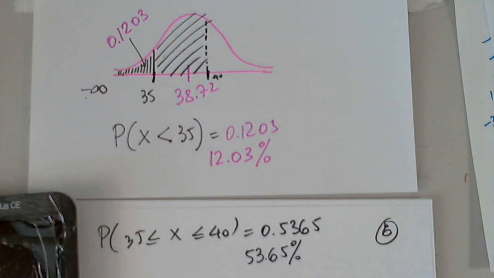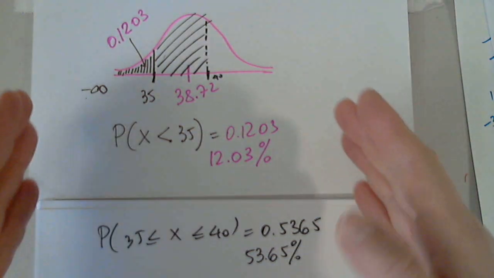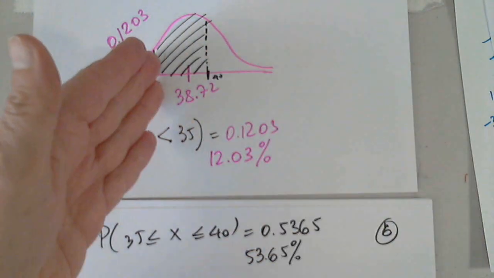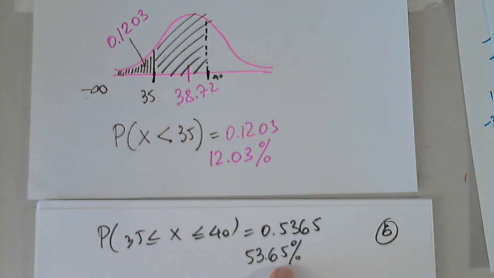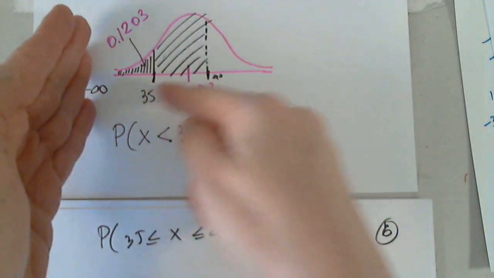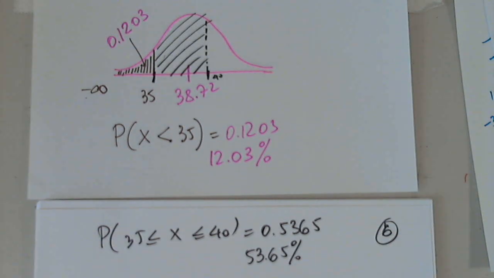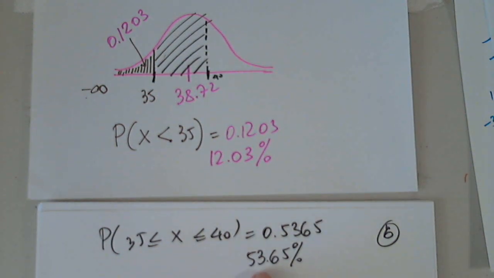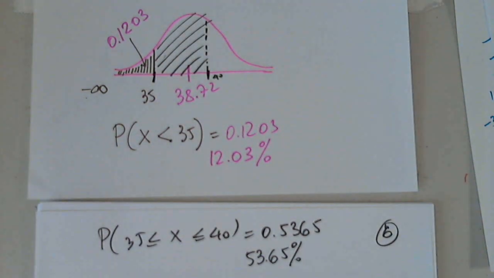or 53.65%. Again, two interpretations. From all females in the study, it was found that 53.65% of them have between 35 and 40 inches in height. And if I randomly select one from the study, her chances of having a height between 35 and 40 is roughly 54%. Any questions?